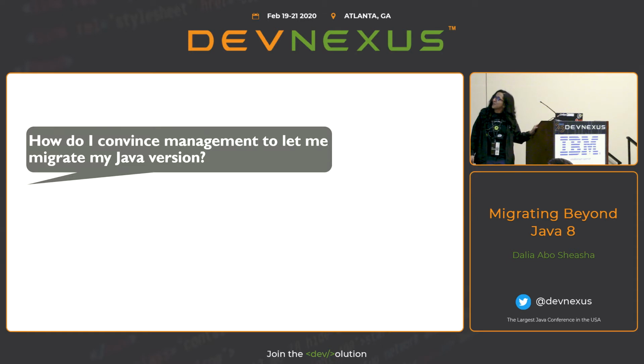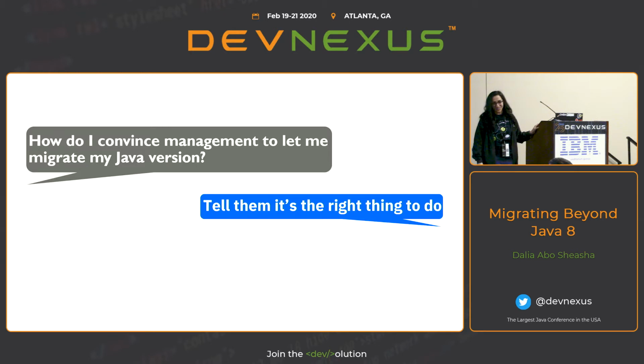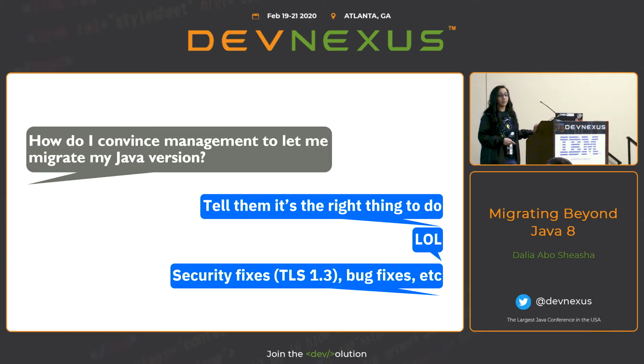How do I convince management to let me migrate my Java version? I got this question last year at a conference, and I was like, just tell them it's the right thing to do. No, just kidding. So tell them about the security fixes. TLS 1.3 is a big one. If you're using TLS in your Java development, you need to upgrade to TLS 1.3. Security fixes, support, use all those things. I'll talk about why migrate in a bit, but that's why you need to migrate. You're going to have to do it anyways, but security is a big one.